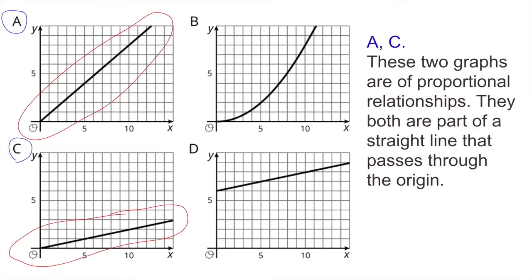Graphs A and C. These two graphs are of proportional relationships. They both are part of a straight line that passes through the origin. B is a curved line passing through the origin. D is a straight line, but it passes through the y-axis above the origin.